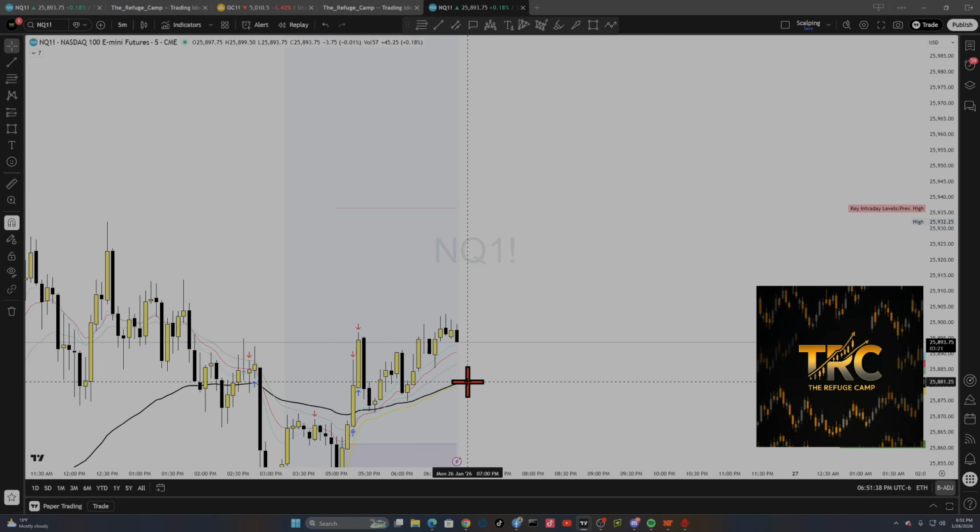The easiest way to remember looking at your wicks in your candles is just remember: strong candles tell the truth, the wicks tell the lie, right?